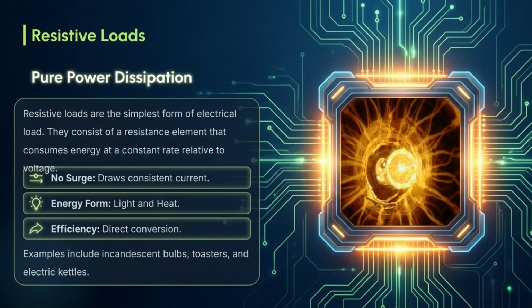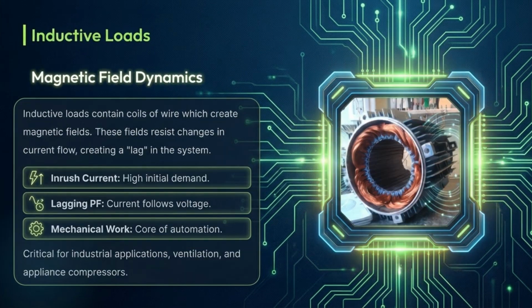Resistive loads are the simplest form, converting energy directly to light and heat without any current surge. Examples include toasters and incandescent bulbs. Inductive loads use magnetic fields for work, causing current to lag voltage. They demand a high initial current or inrush current and are critical for motors and transformers.